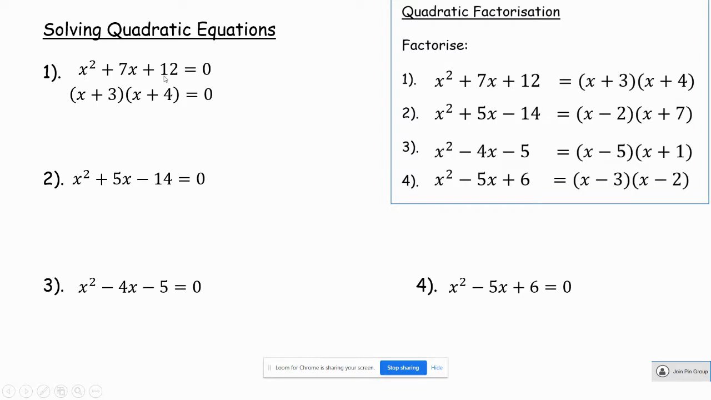So you've got this first equation, x squared plus 7x plus 12 equals 0. All that's different from the question we had before was we're now told it equals 0. We're going to do the exact same first step, which is to factorize. So when we factorize, we're going to get the exact same thing we did before. If this equals 0, then this will also equal 0. Now what we've got is x plus 3 multiplied by x plus 4, because a bracket next to a bracket means multiply. So this bracket times this bracket equals 0.